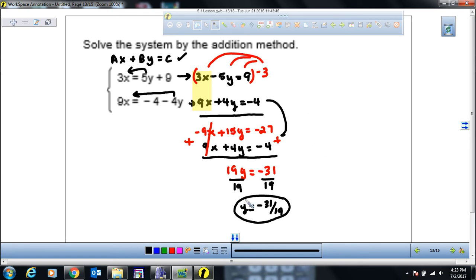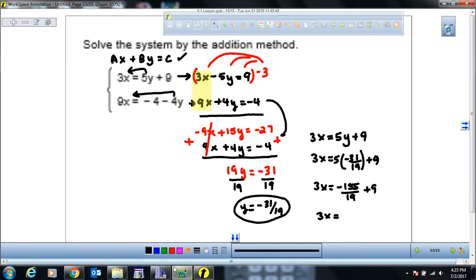So, if I want to find the value of x, what we need to do now is substitute this answer back into one of the two original equations. So I'm going to pick the first one. The first one says 3x equals 5y plus 9. We already know that y is negative 31/19. So if I multiply negative 31 times 5, it's going to be negative 155. So you get 3x equals negative 155/19. We're going to add the 9 to it.